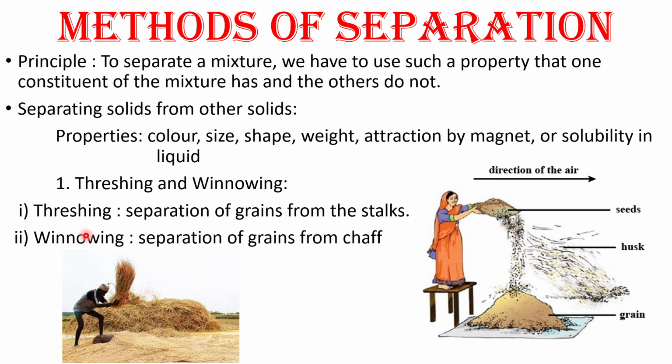Another is winnowing. Threshing and winnowing. So winnowing is separation of grains from chaff. Once I have separated grains from stalk, now it's time to separate grain from chaff. Chaff means the outermost part of that grain. In layman language you can say छिलका. छिलके को मुझे grain से separate करना है. So I would be using the process known as winnowing.